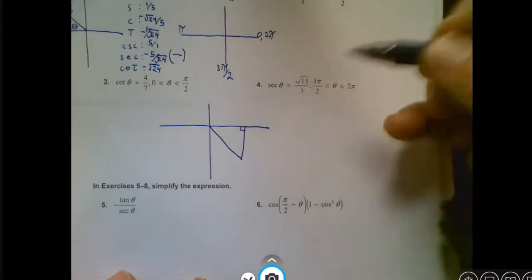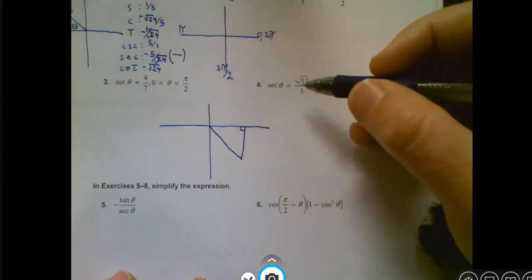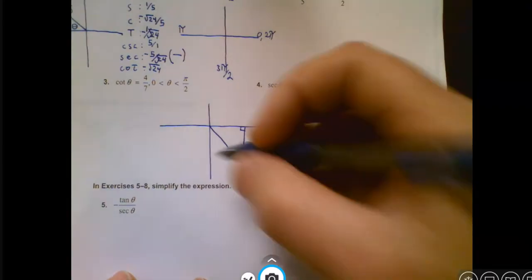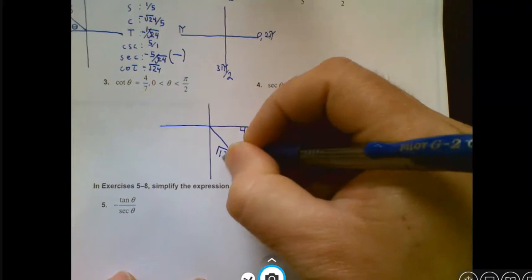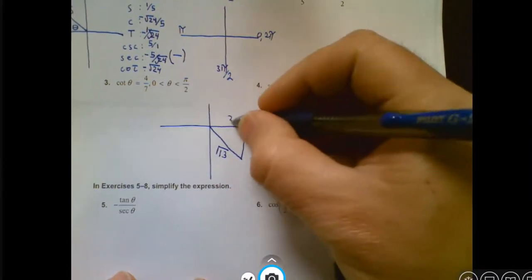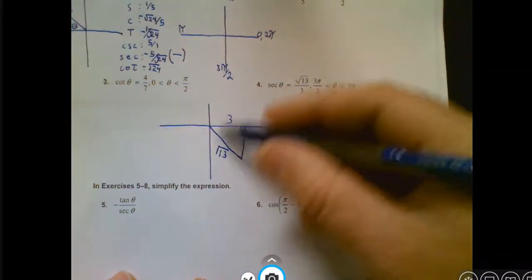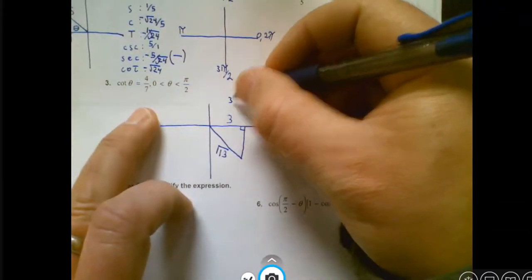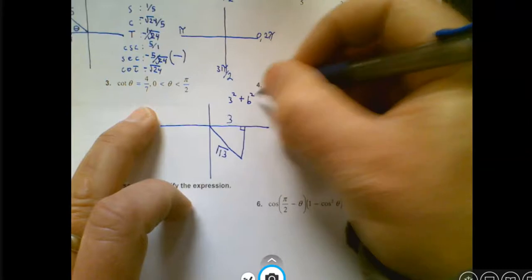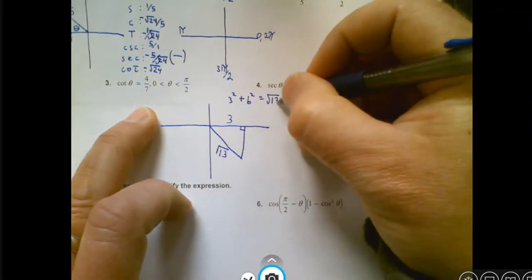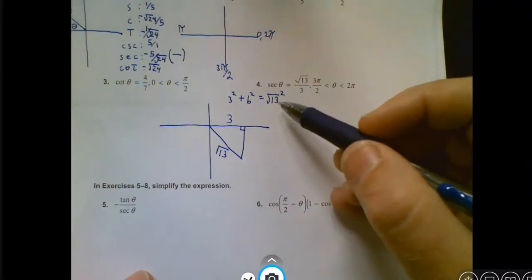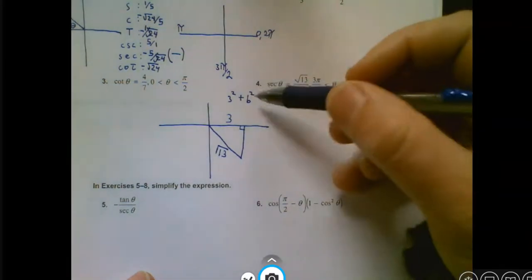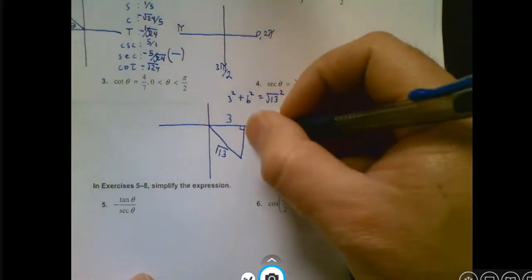Secant is the inverse of cosine. Since cosine is adjacent over hypotenuse, secant would be hypotenuse over adjacent. So in this case, I am given the hypotenuse over the adjacent leg, so it's going to look like this. Again, I'm going to use a little Pythagorean theorem to find my missing piece. So 3 squared plus b squared equals rad 13 squared. Of course, the square root of 13 squared is just 13. If I subtract the 9, now I have 4, and if I square root that 4, I get 2.